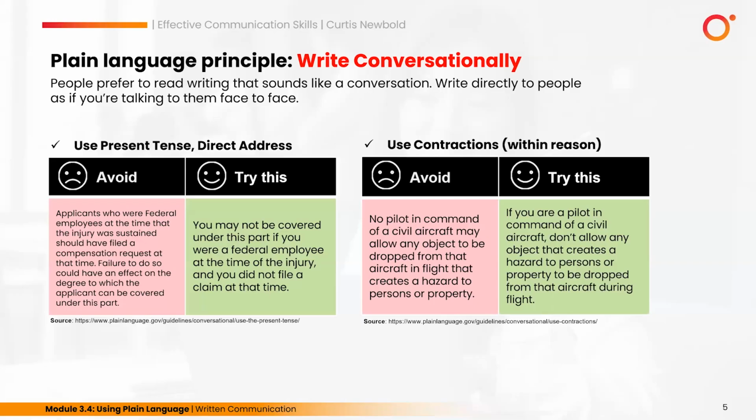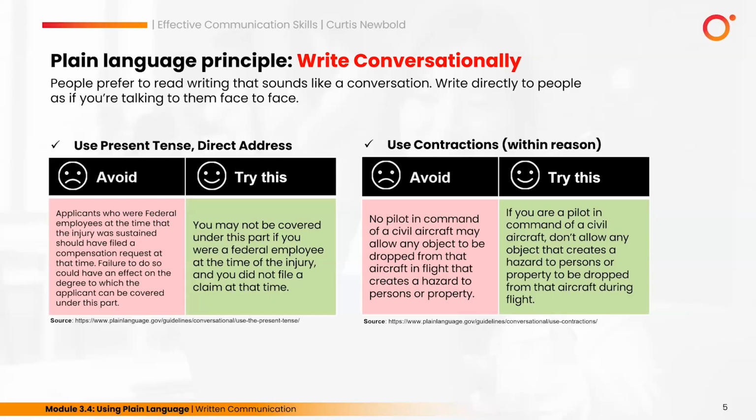So you'll see here on the avoid side, no pilot in command of a civil aircraft may allow any object to be dropped from that aircraft in flight that creates a hazard to persons or property. Whereas on the right, if you are a pilot in command of an aircraft, don't allow any object that creates a hazard to persons or property to be dropped from aircraft during the flight.